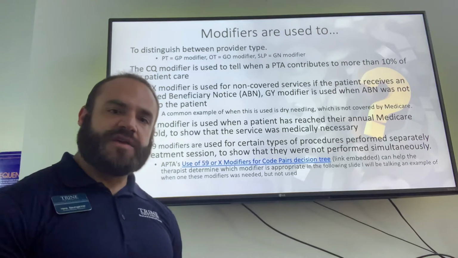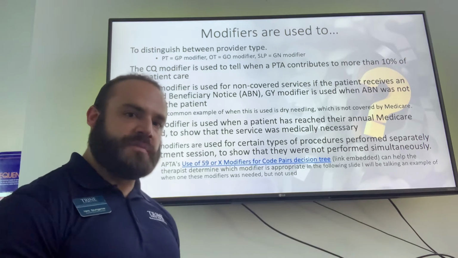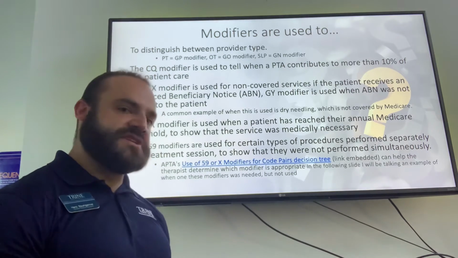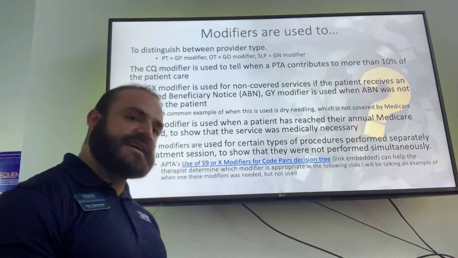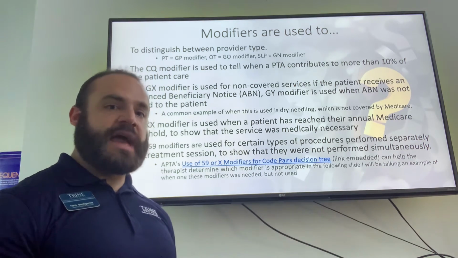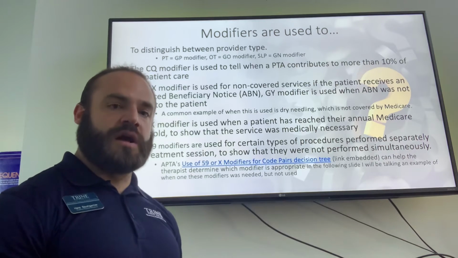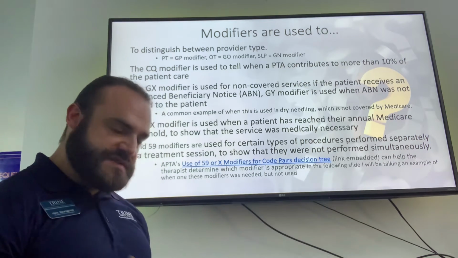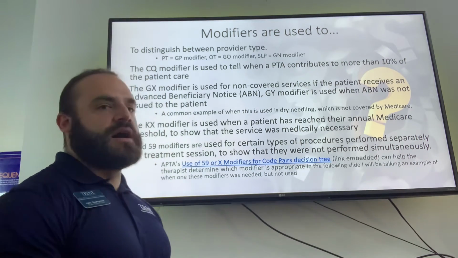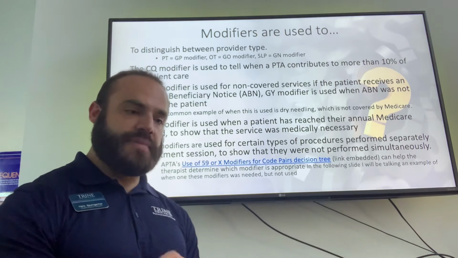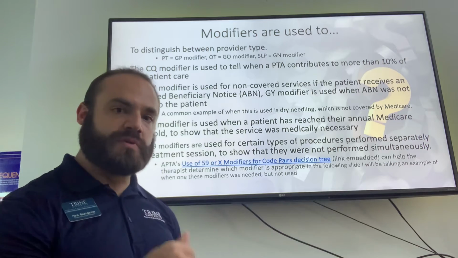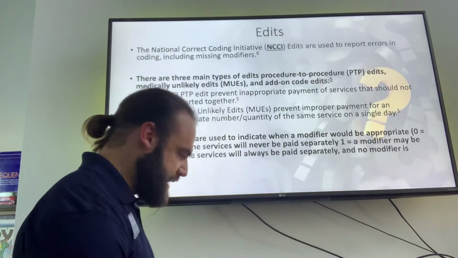There's modifiers that tell you if it's a non-covered service. The GX is if you give an advance beneficiary notice to the patient ahead of time, while the GY is if you do not. The KX modifier, we've talked about quite a bit, is used for medically necessary treatments after the patient has gone over their annual threshold with Medicare services. The X and the 59 modifiers, I'm going to talk about in a lot more detail. They're used if you need to bill for 2 services that could sometimes be charged at the same time, but you perform them separately.